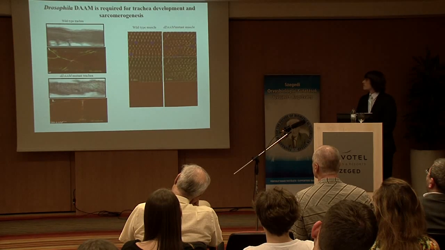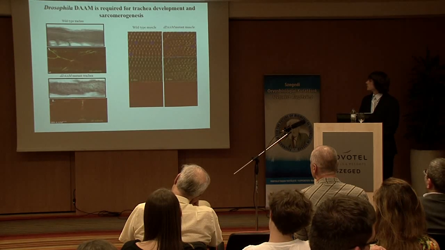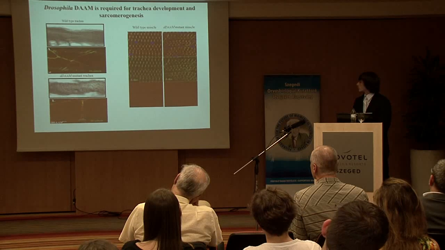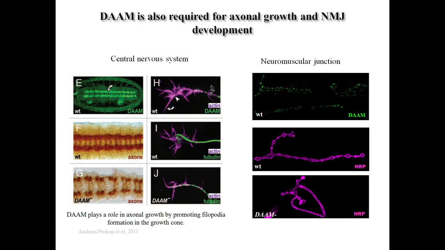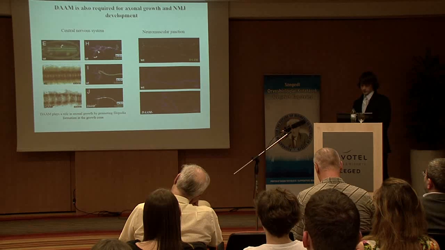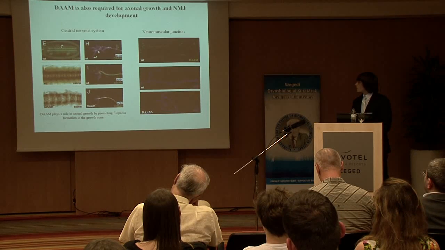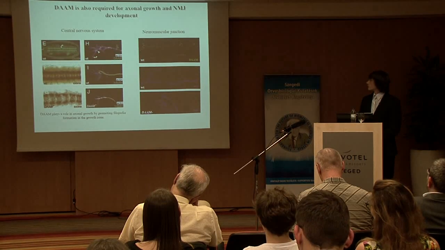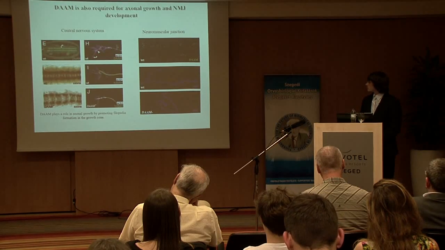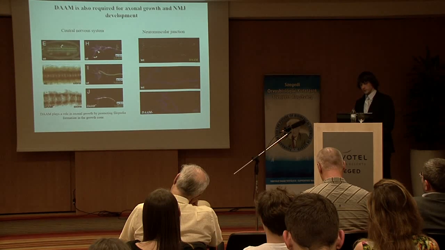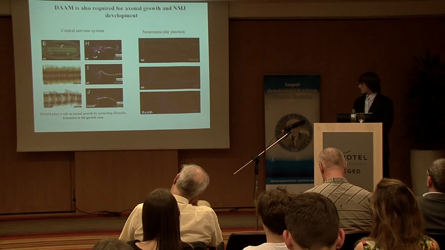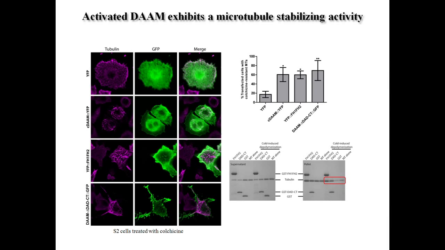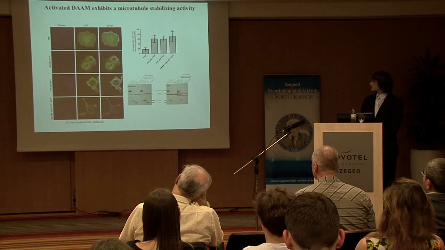Initially, we found that it is essential for trachea development, and it is also required for sarcomerogenesis in the striated muscles. More recently, we are focusing on the central nervous system-related DAAM functions. We showed that it has an essential role in the development of the neuromuscular junction by promoting presynaptic bouton formation. And it is also required for the development of the central nervous system by axonal growth, promoting filopodia formation in the growth cone. We think that most of the above activities are related to actin cytoskeleton regulation.